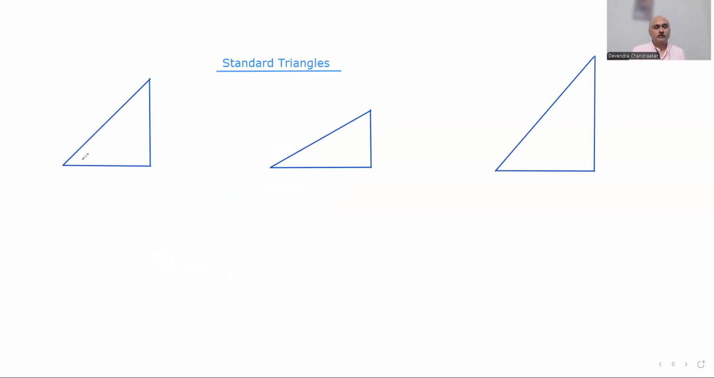So similarly, here also, I'll name the sides. This angle is 45 degrees. This is 90 and this is 45 degrees, right? The sides of the triangle are 1, 1 and root 2. In this case, this angle is 30, this is 60 and this is 90. So the smallest side is 1, the longest side is 2 and this will be root 3.